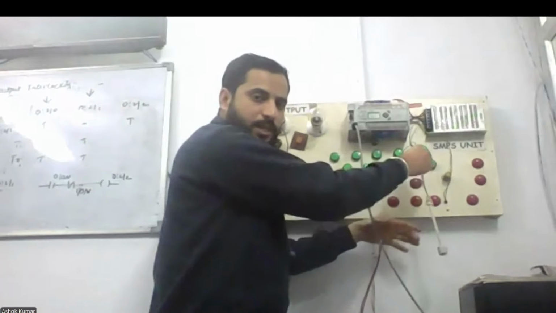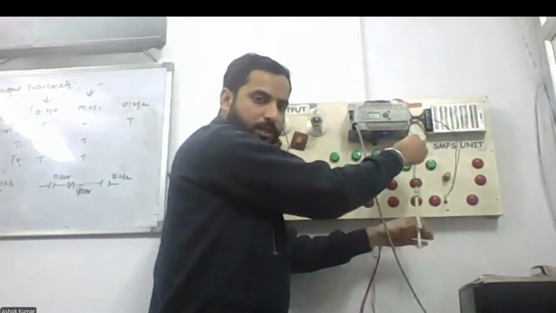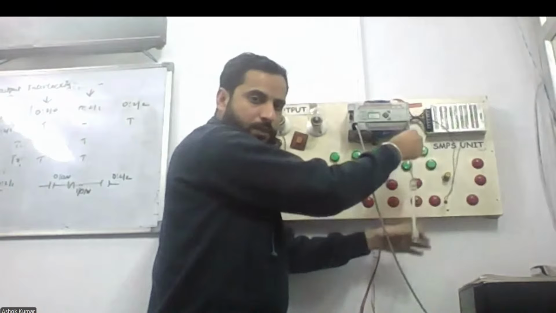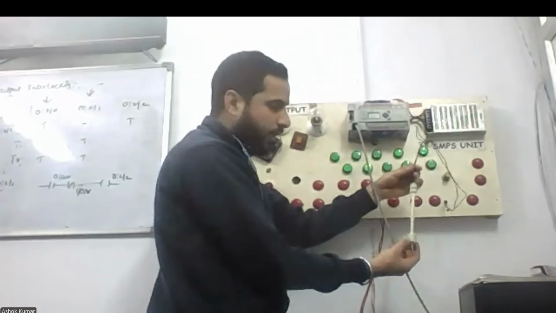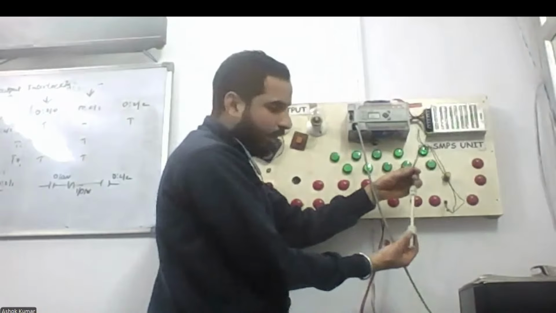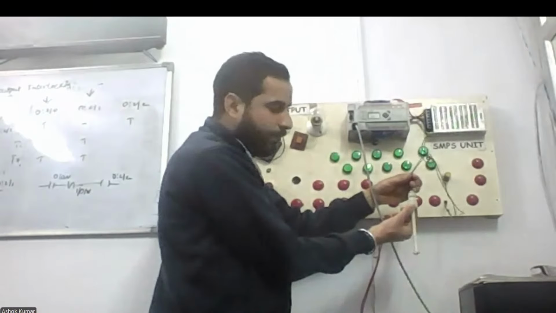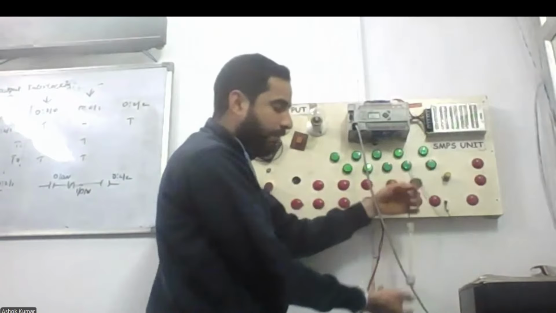This one is the level sensor, level switch, okay. This way it comes up, this way it goes down. So if we put this one in the water tank or any other liquid tank, if it comes up, it means the tank is full, and if it goes down, the tank is empty, right?